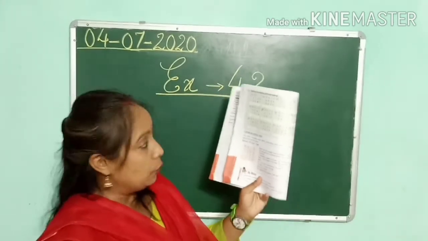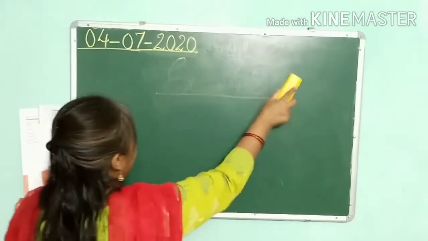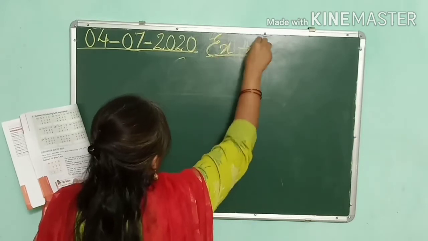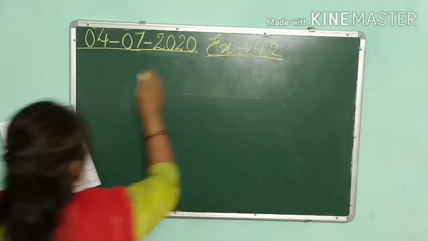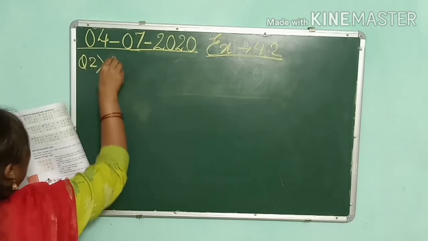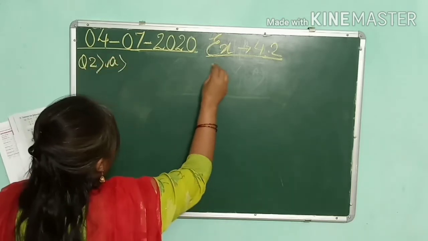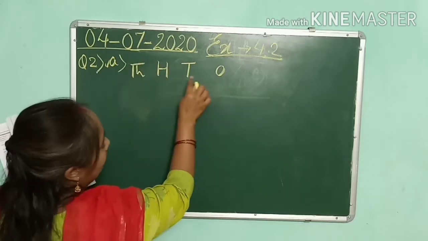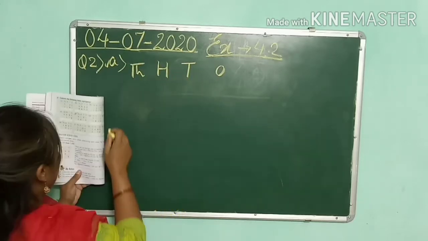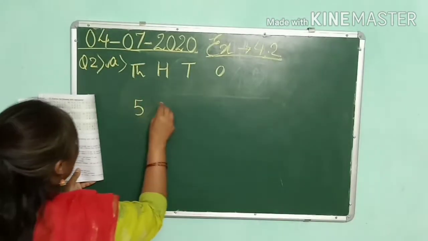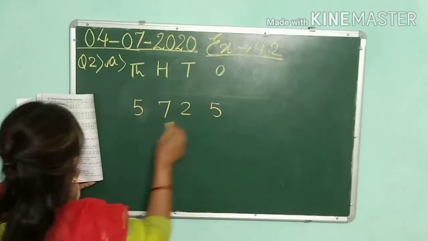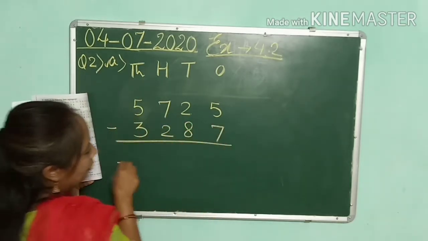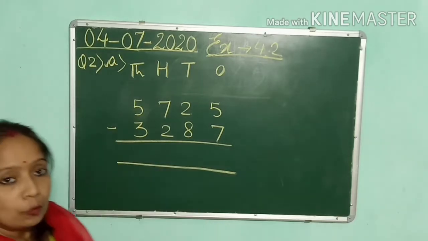So our question number 2A. There are, children, 4 place values: ones, tens, hundreds and thousands. Now we have to subtract 5,725 and 3,287. Okay. Now children, you just look here.